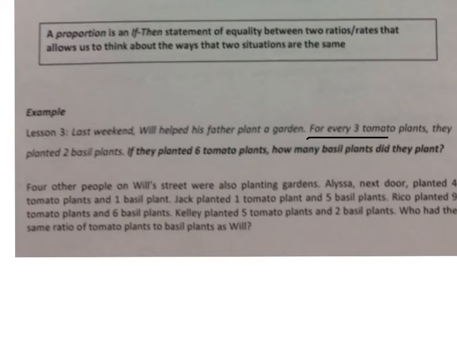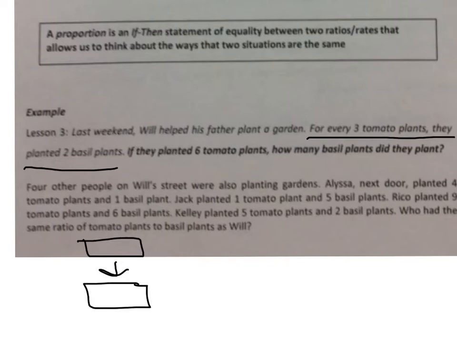So right here is a sentence that we would want to underline. For every 3 tomato plants, they planted 2 basil. So the graphic organizer looks a little different when we do the proportions, but it works basically the same. So this is the top part that says if.